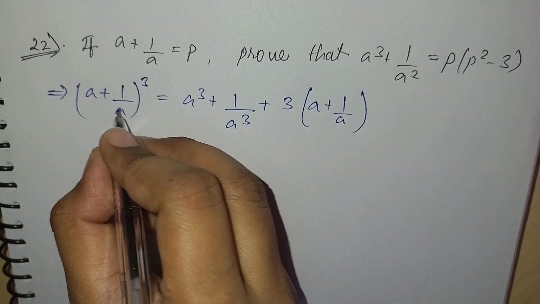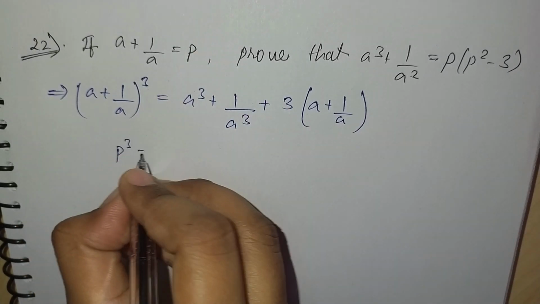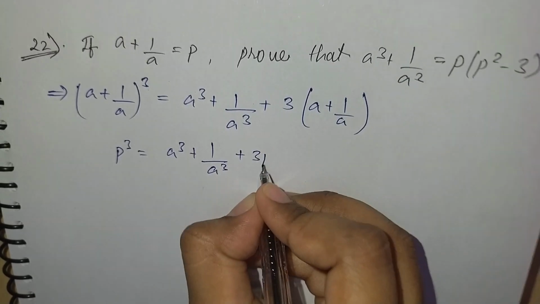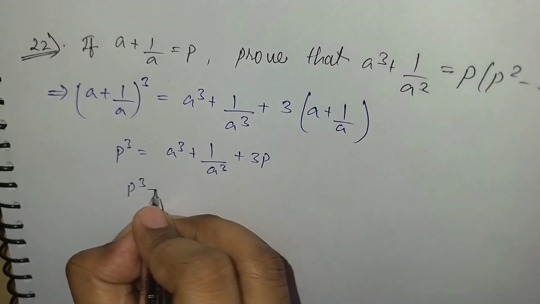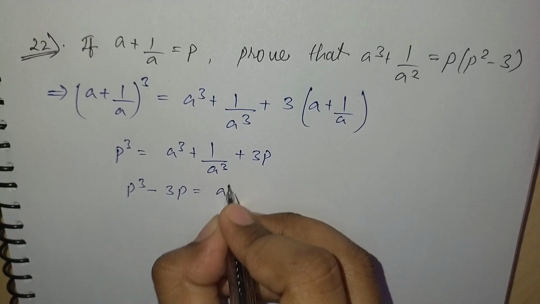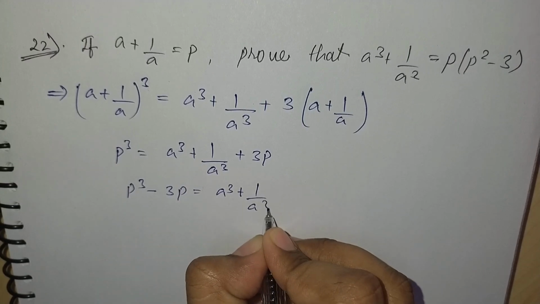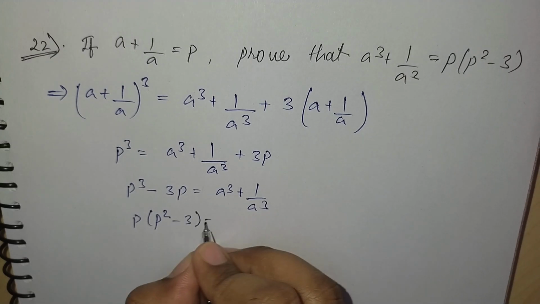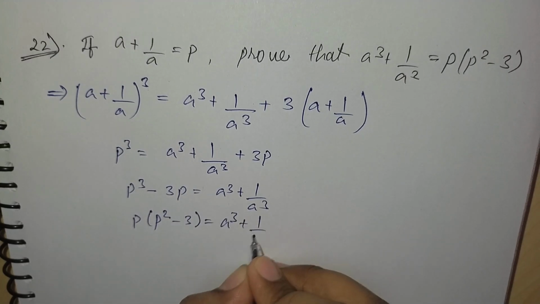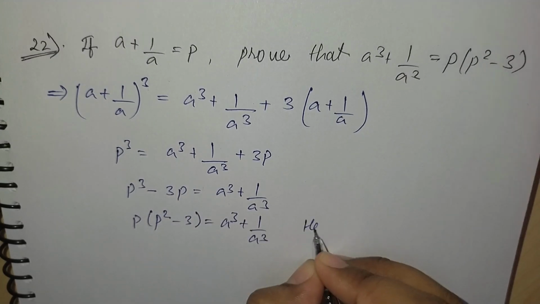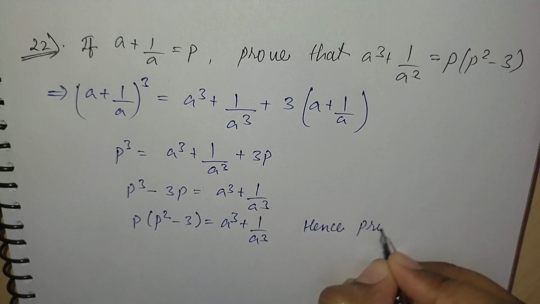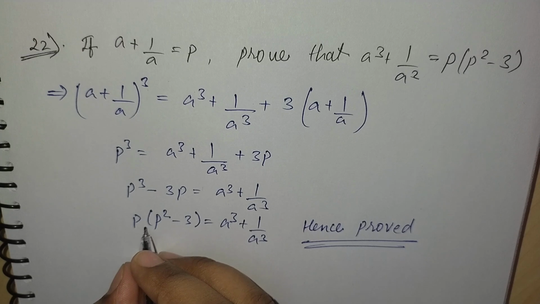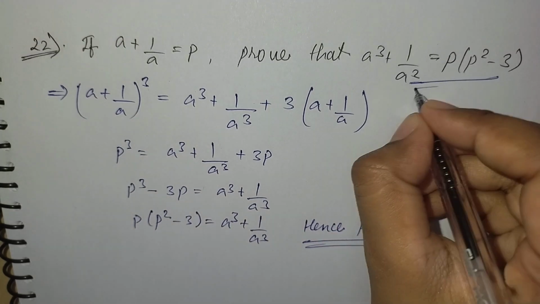On solving this, let us put the value here. So p cube equal to a cube plus 1 by a cube plus 3p here. So p cube minus 3p is equal to a cube plus 1 by a cube. So here taking p as common, we will get p square minus 3 equal to a cube plus 1 by a cube. So this is hence proved here also, that a cube plus 1 by a cube is equal to p cube minus 3p as written here.